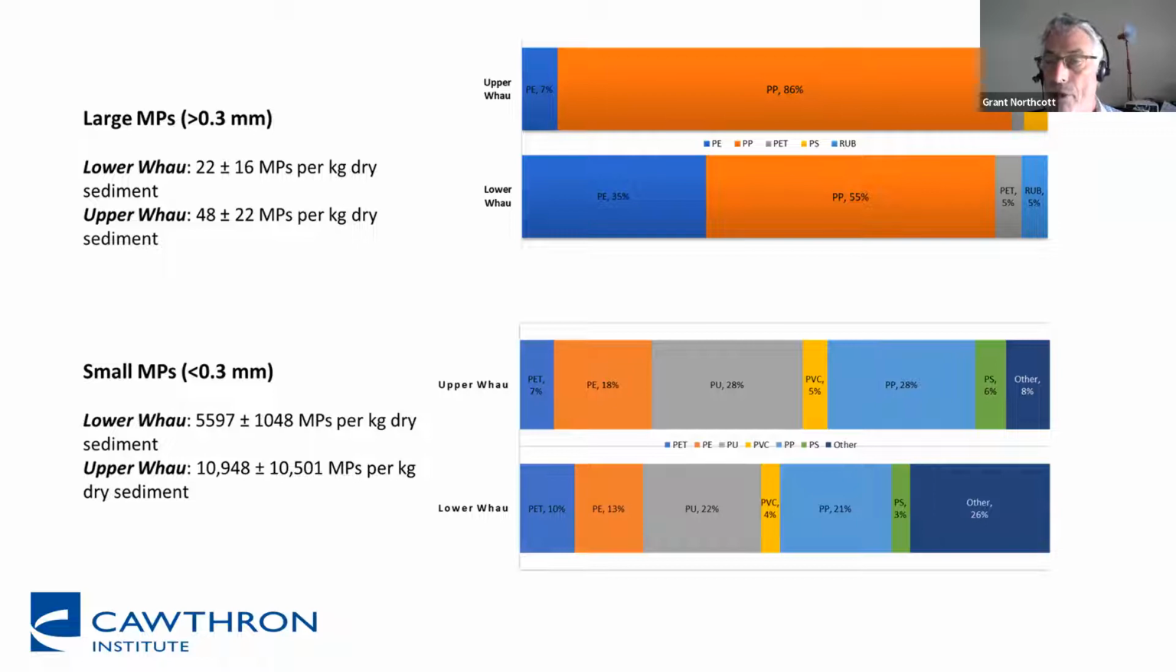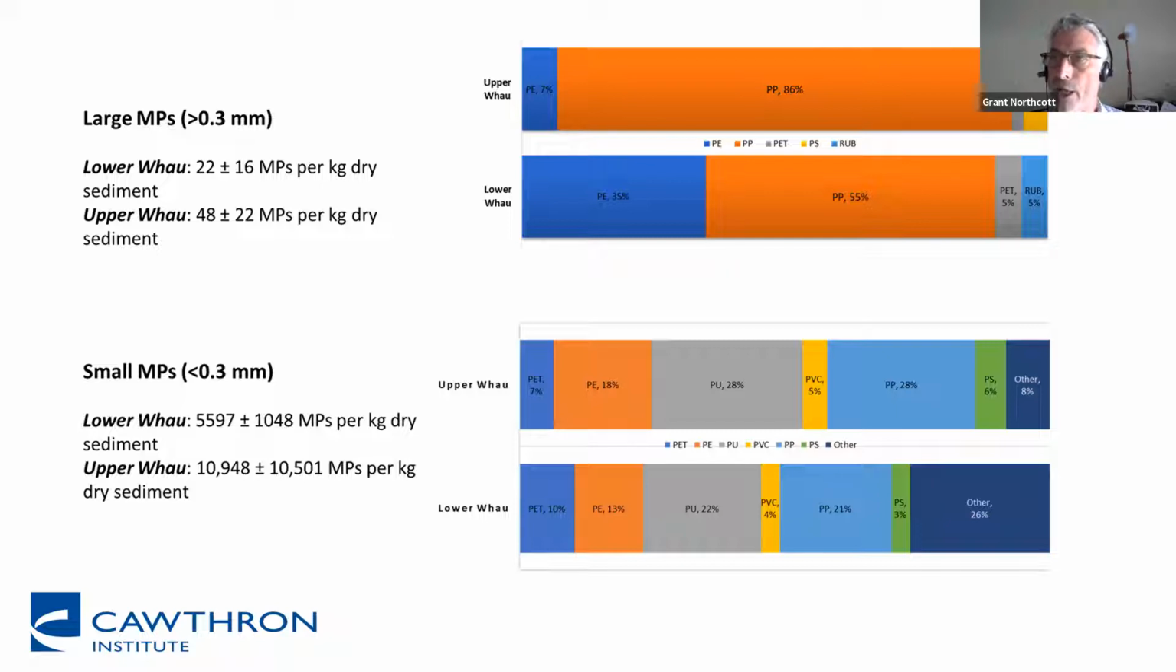But again, some dominance by polypropylene and polyethylene. But we're also seeing the grey shading in those two bar graphs is from polyurethane. And polyurethane is used a lot in all manner of coatings. So that's paints and surface coatings, so on buildings, and these sorts of things.